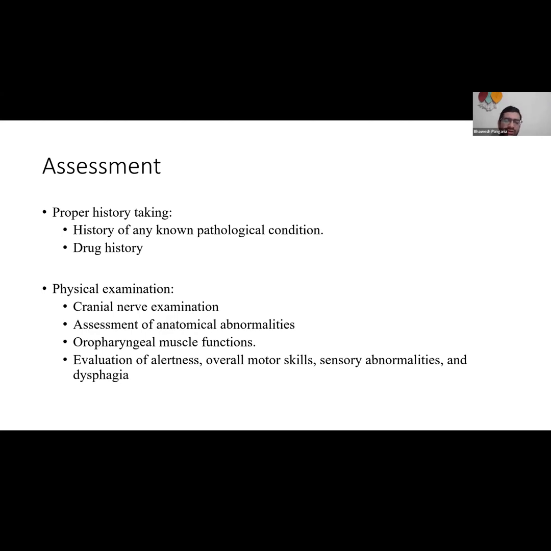On physical examination, we have to first evaluate the general physical examination. Then on coming up to the systemic, we have to do the cranial nerve examination, because there are various cranial nerves that, as previously discussed, are important in salivation and the salivary swallowing reflex. Assessment of any anatomical abnormalities present in the oral cavity. Functioning of oropharyngeal muscles is also very important. If there is less tone of oral muscles, or paralysis of oral muscles, that can be one of the causes. Evaluation of alertness, overall motor skills, sensory abnormalities, and dysphagia has to be done.